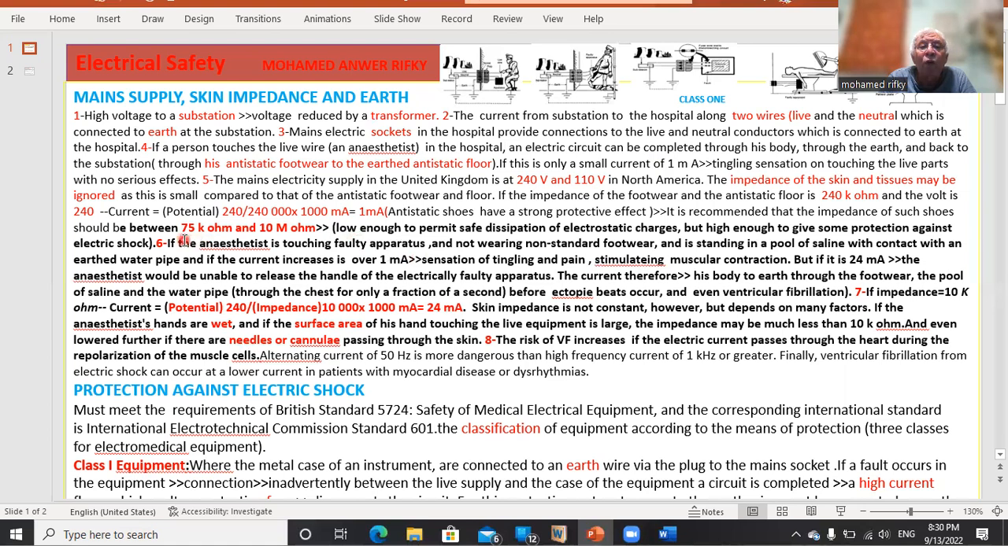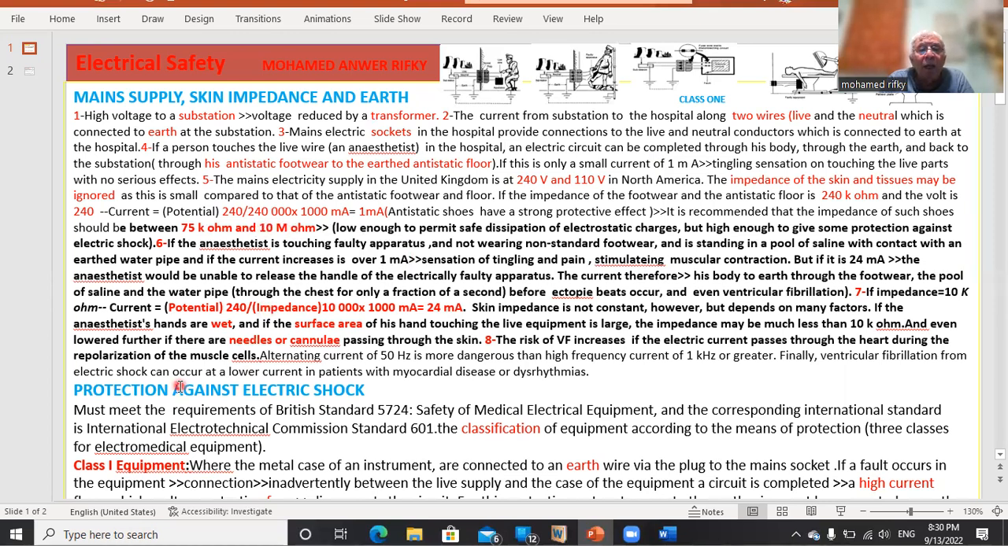This is why we ought to have proper anti-static footwear and an earthed anti-static floor, where the resistance must be from 75 kilo ohm till 10 mega ohm. So a kilo and mega. This is an important figure to memorize whenever you want to discuss how to protect the patient from electrocution.